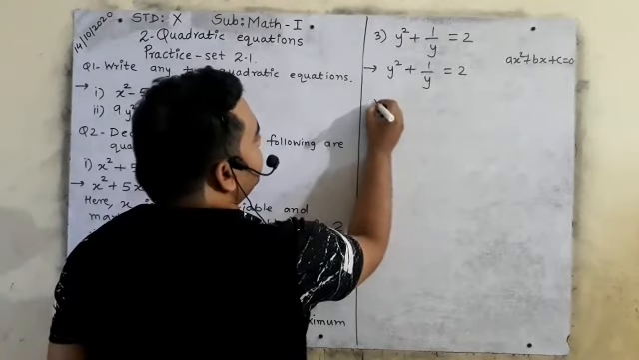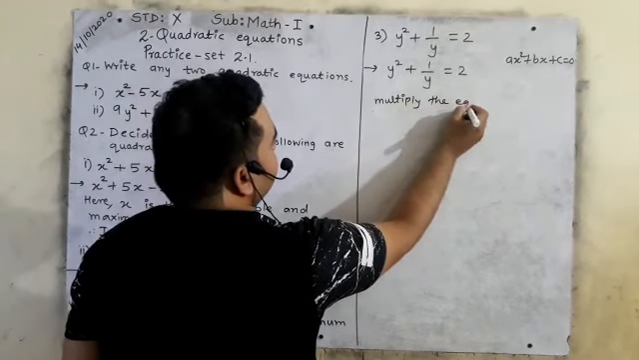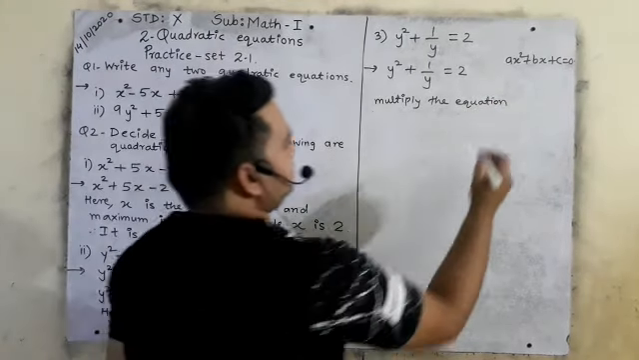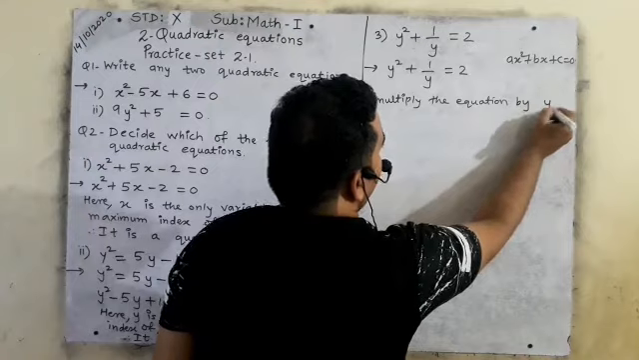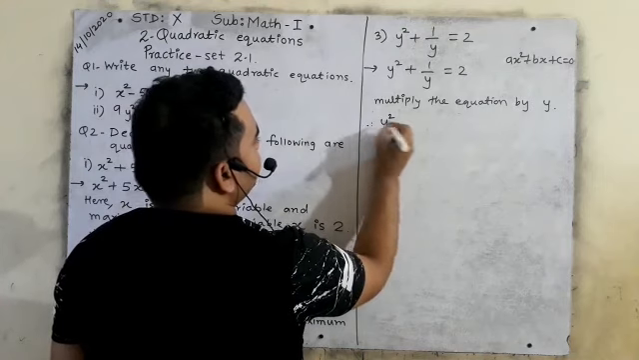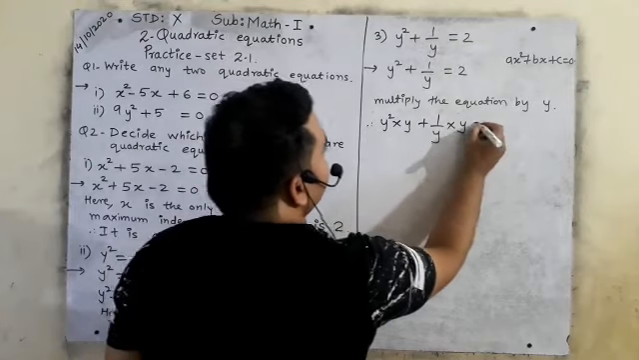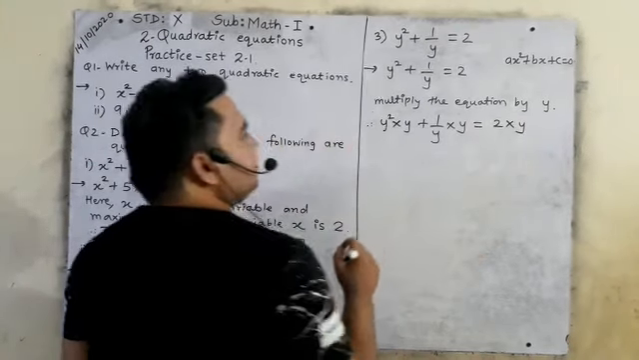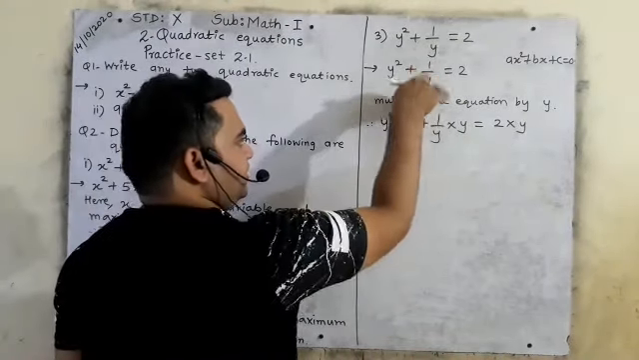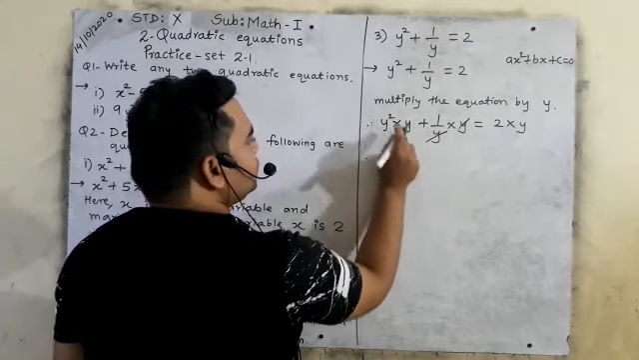So what will you do? Multiply the equation by y. So what will you do here? y square multiplied by y plus 1 upon y multiplied by y is equals to 2 multiplied by y. See, this equation will be multiplied by y. y is the denominator here. So this y and this y will get cancelled and this will change into y square and y raised to 1.